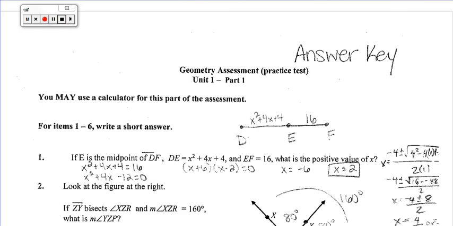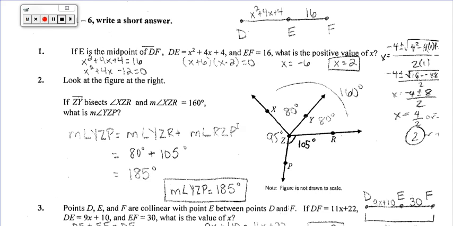Okay, looking at number 2, look at the figure at the right. ZY bisects angle XCR, and the measure of angle XCR is equal to 160. So this whole angle here is 160, so if I bisect it, if I cut it in half, each of those is 80 degrees. We're also given that RZP is 105, so to find the measure of angle YZP, again, trace it with your finger, I would add 80 degrees to 105 degrees to get 185 for number 2.